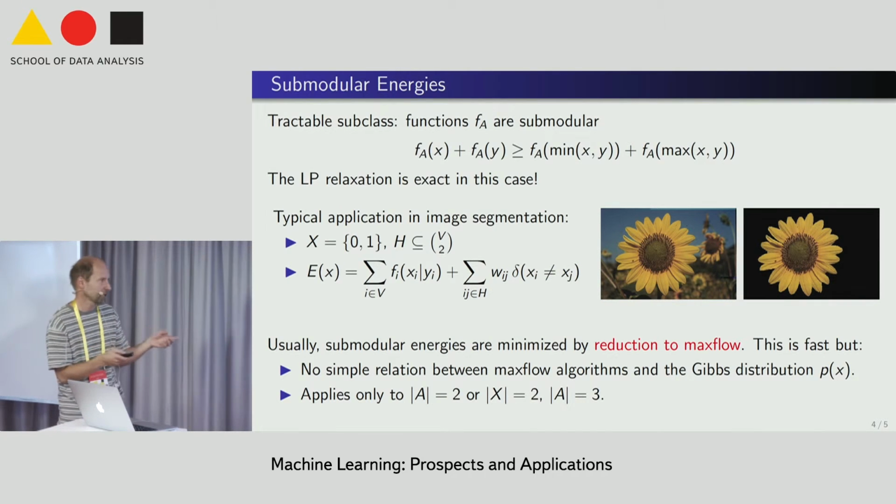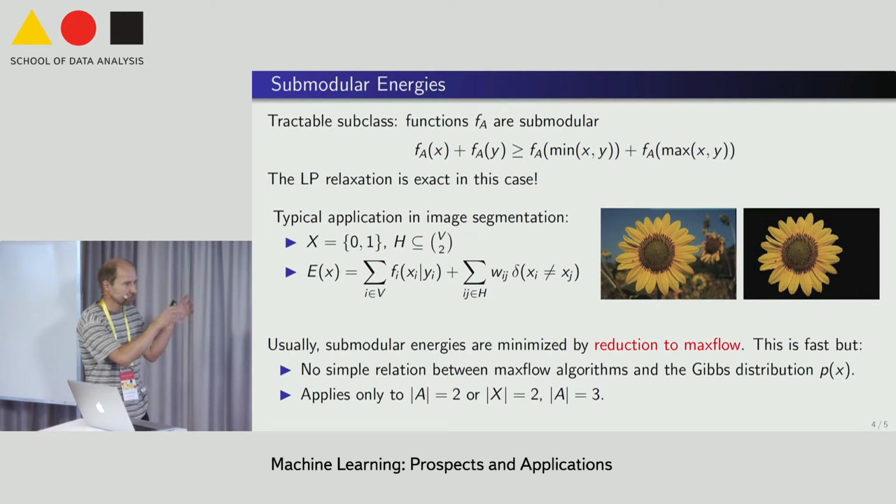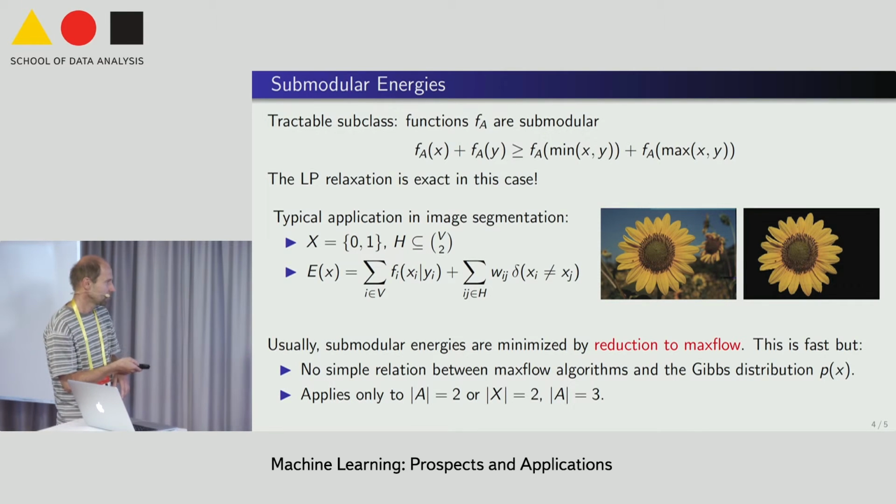Whereas if you do this reduction to maxflow, you transform it to some other domain, then run a maxflow algorithm, and then transform it back, and these maxflow algorithms have no simple relation to the original Gibbs distribution. So this is ugly in some way. And the other thing is that this reduction to maxflow applies only to limited properties of the cost functions. For example, the arity can be at most 3.